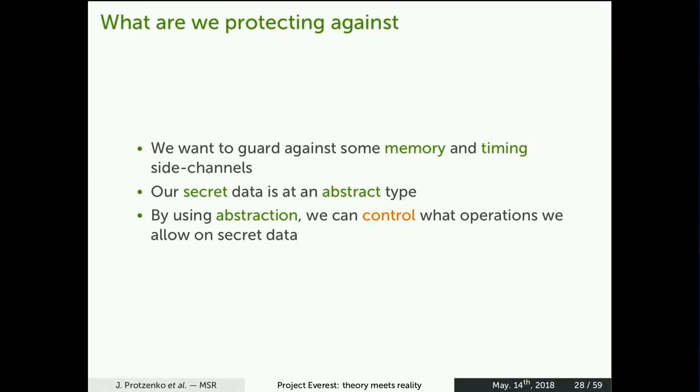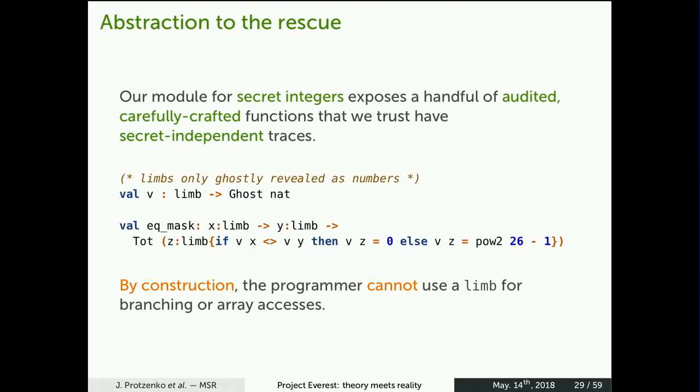What we do, the essence of our work, is that we have some secret type that is abstract in F-star. We control the set of operations that we offer on the secret types, and we guarantee that the user cannot call any unsafe operations. An unsafe operation would be, for instance, division. Division is not constant time. What that means is that if you have 2 operands, the time that it takes for the division to be performed depends on what your 2 operands are. And an adversary can observe that.